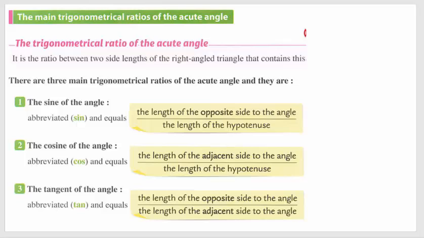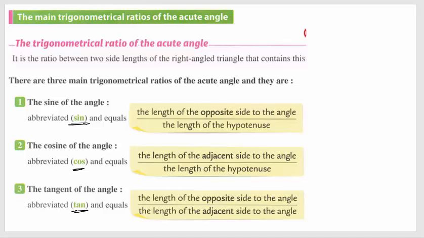What are the main trigonometric ratios of the acute angle? The trigonometric ratios of the acute angle are the ratios between two sides of the right angle triangle. We have three new words. The first one is called sine, the second one is called cosine, and the third one is called tangent. Sine is written S-I-N, cosine is written C-O-S, and tangent is written T-A-N.